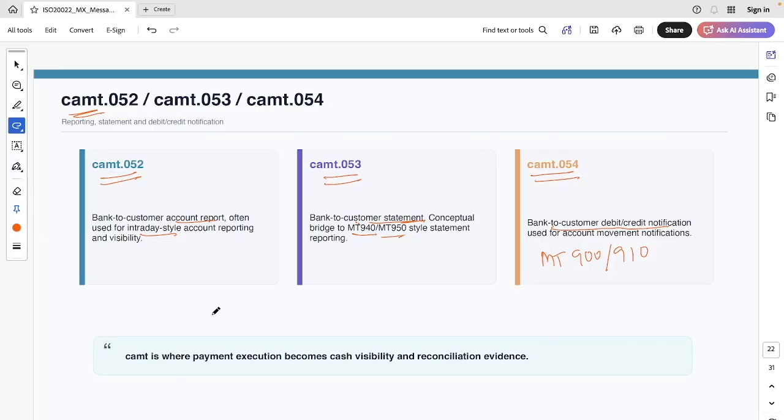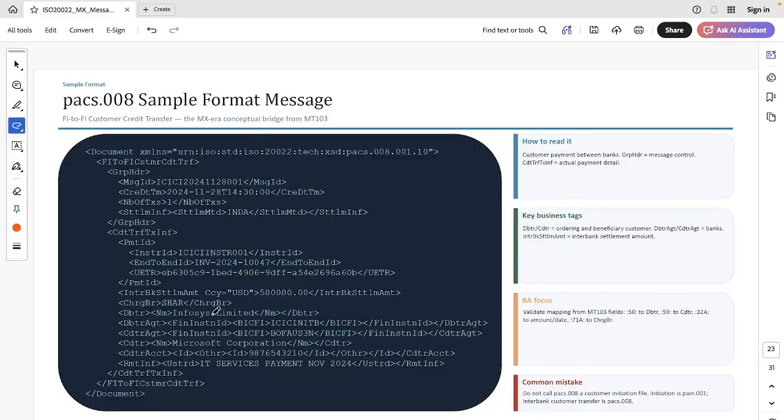Now, as we have gone through the important messages, let us try to read a simplified PACS.008 message. Do not worry about memorizing every line. Focus on how to read the business meaning. So at the top, you see the document. The document namespace tells us the ISO 20022 message definition. Then FI to FI customer credit transfer. Then this is the business message body.